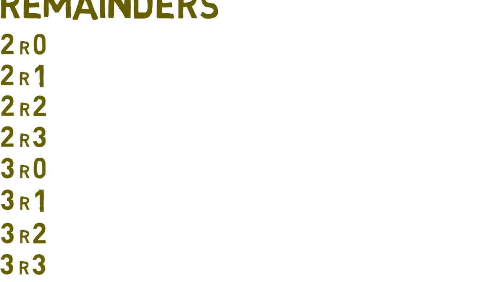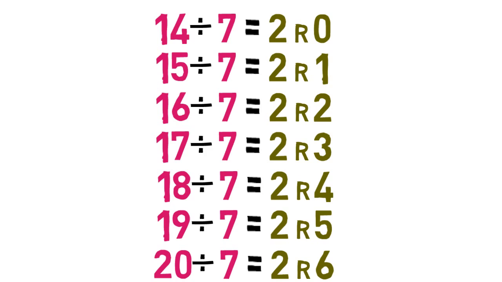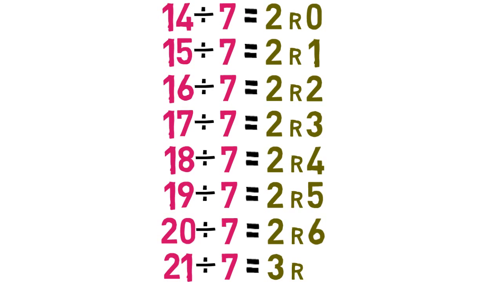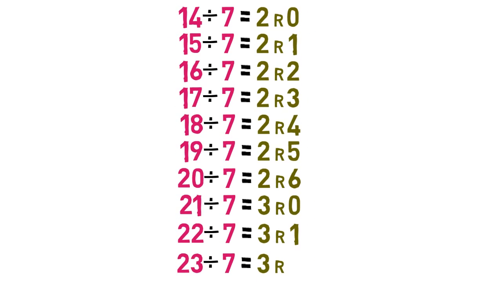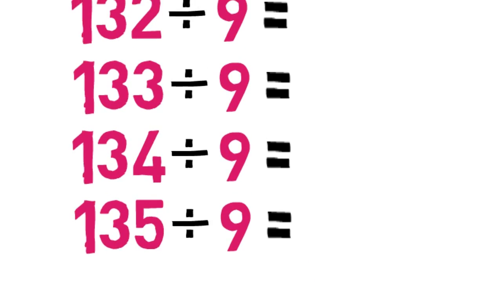As another example, when you divide the numbers 14 through 20 by 7, the remainders are the numbers from 0 to 6. When you divide 21 by 7, however, the cycle of remainders resets to 0 and then continues. You can use the cycle of remainders to perform difficult calculations easily.